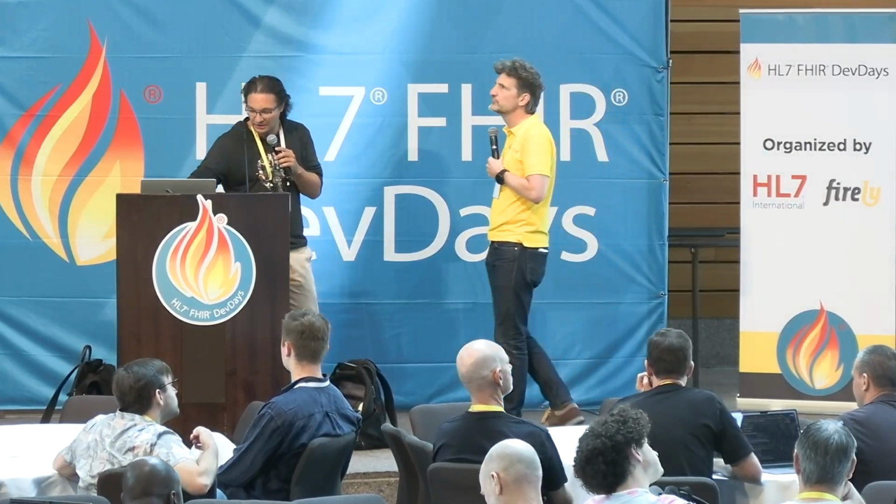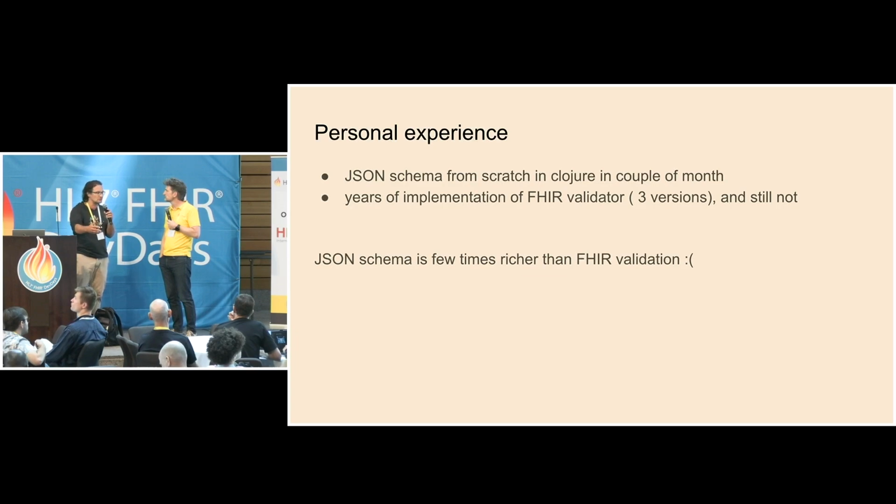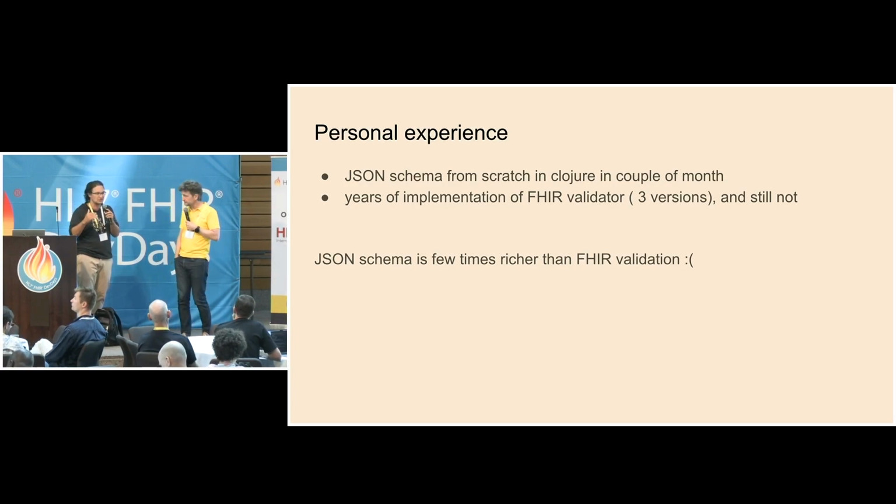So why does that happen? For me, I can compare my journey with JSON Schema. I implemented JSON Schema in Clojure in a couple of months, with a lot of optimization. It was an easy journey. They do have a test suite. They have a specification which describes almost like an algorithm how to implement it. So you just sit down and implement it, use the tests, and it works.